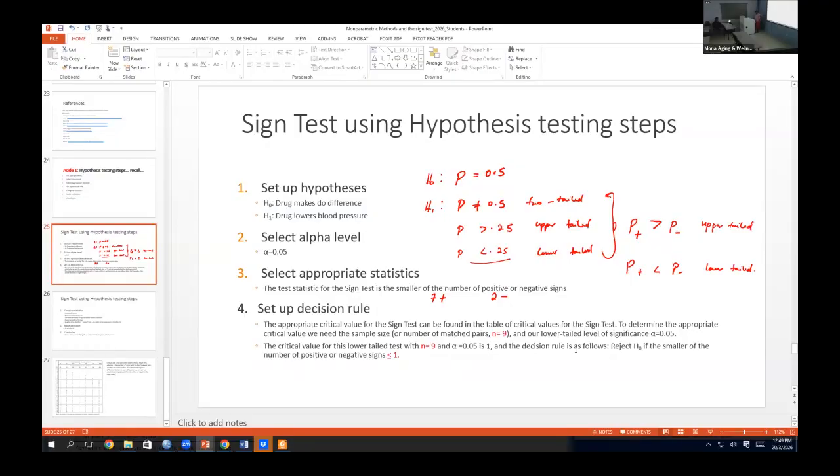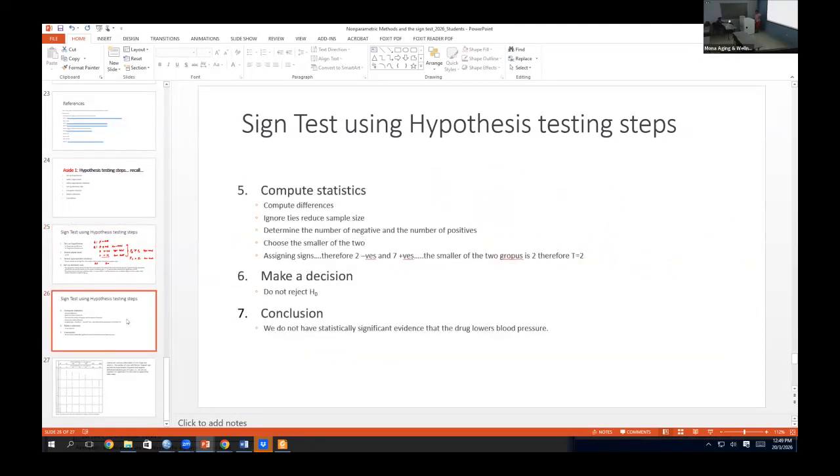So the decision rule is as follows. Reject H0 if the smaller of the number of positive or negative signs is less than 1. Because our critical value is 1, that's why we have 1 here. So the smaller of our negative and positive sign is what? It's 2. So 2 is not less than 1. So that means that we are not good.